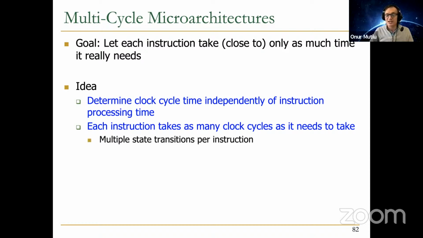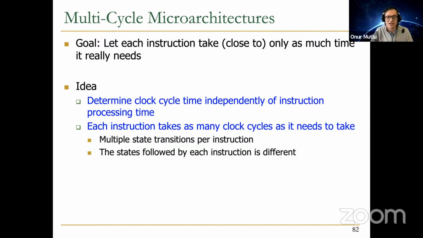I can have multiple state transitions per instruction. So now I can have a finite state machine that dictates how an instruction gets executed, how the entire machine behaves. And that finite state machine can go through many, many different states potentially, as opposed to having only one cycle. It can actually go through many, many different cycles to execute a single instruction. And the states followed by each instruction are different now, meaning the control signals that are asserted in different states are also going to be different, but each instruction is going to follow different states.